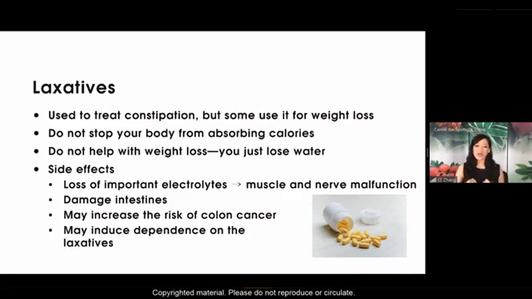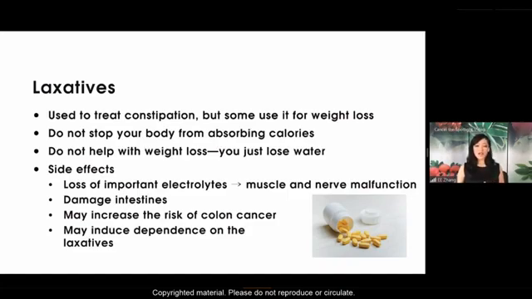Laxatives work in your lower GI tract, and by that point, your calories have already been absorbed. Okay, so it's not helping there. It's not getting rid of any calories. So if you take a lot of laxatives and you lose weight, most of the weight you lose is the weight of the stool movement and water weight, right?